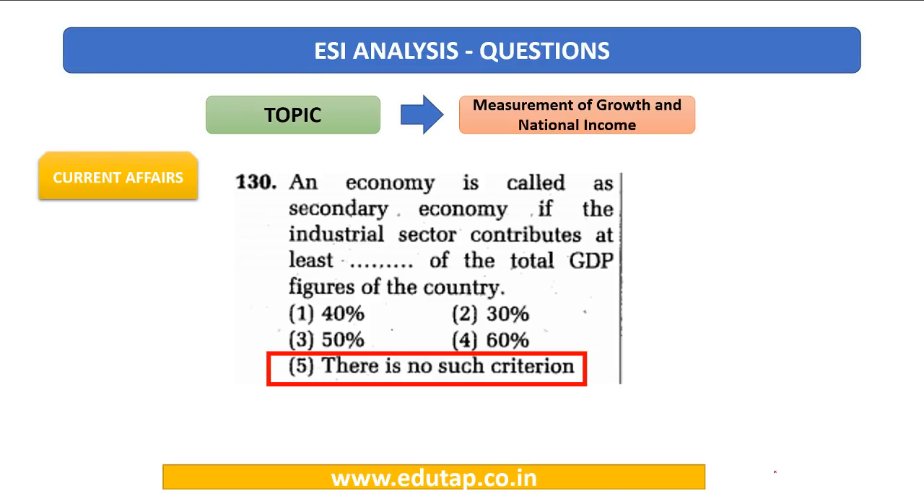Now this particular question can be linked to the topic measurement of growth and national income, and this automatically comes under current affairs, or maybe yes, we can actually place this in static rather than current affairs. So there's a mistake out here. We can place this question in static or the concept part, because these are some things which we just need to analyze. You're not talking about any country particularly or any year particularly.